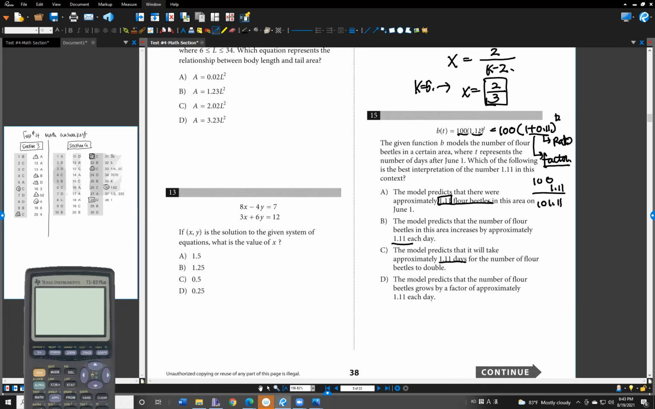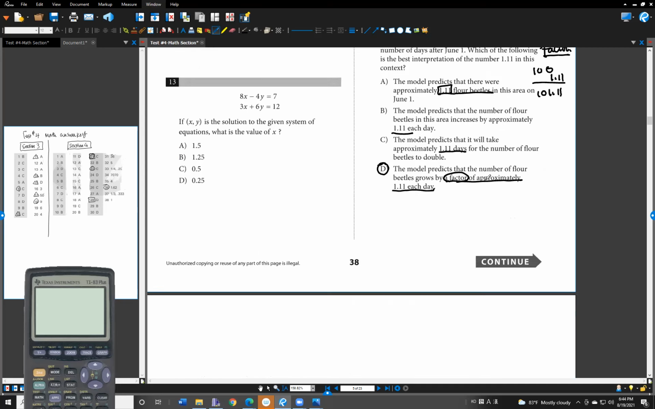1.11 is a multiplier, an increase multiplier. Grows by a factor, approximately what is it? Factor means a multiplier. This way, the whole thing is factor 1.11. That is correct. Sometimes they ask you for the rate. The rate is like an 11% increase every year. That is number 15.